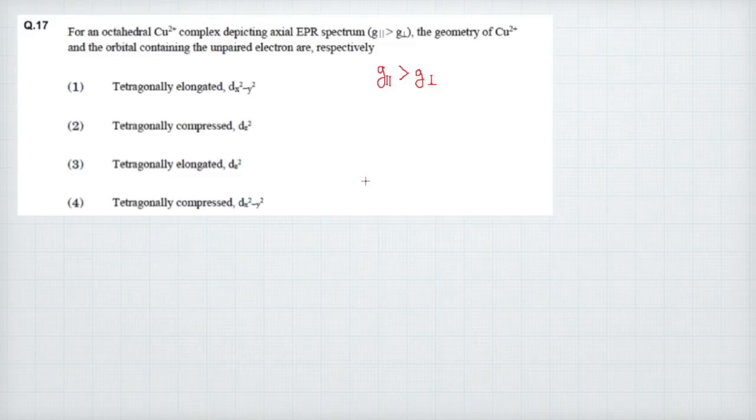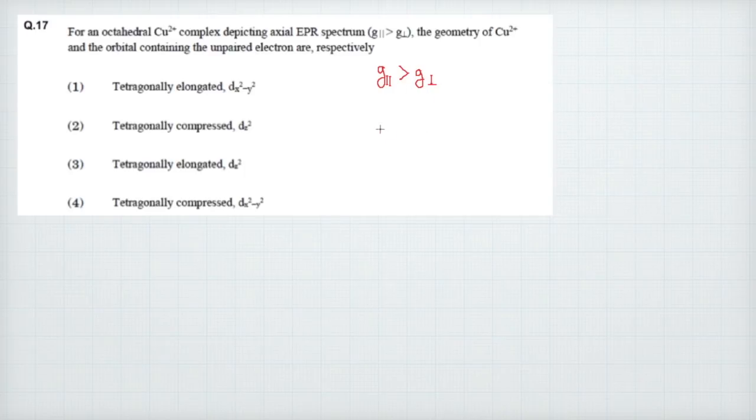If you have watched my videos on YouTube, there are many videos on inorganic chemistry already available on the channel. I recommend you watch them very carefully, because many questions were directly taken from there. This was one of those questions, and if you know the concept, you could have done it very easily. So it says g parallel is greater than g perpendicular.